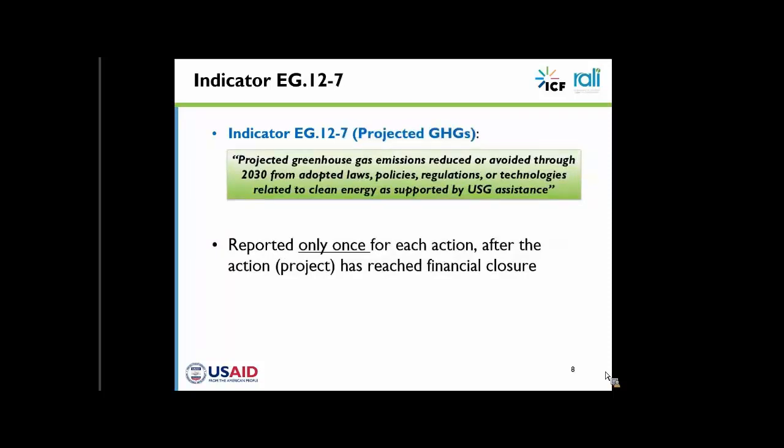Here's the second indicator, EG.12-7. This is for greenhouse gas projections. So this is for reporting the amount of GHGs, or greenhouse gas emissions, that are expected to be reduced, sequestered, or avoided through the year 2030. So these are expected future impacts. Missions and implementers should only report on this indicator once for each project, and it should only be reported after a project reaches financial closure.